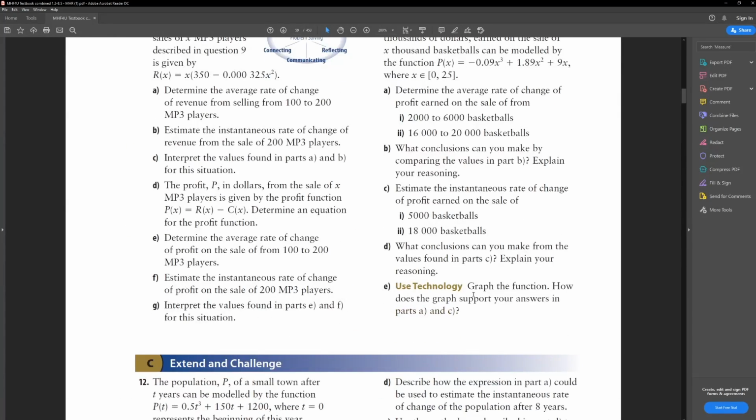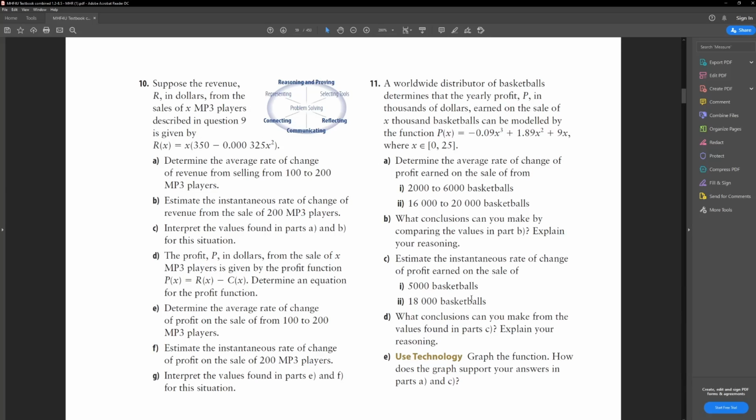Lastly, we have question 11. A worldwide distributor of basketballs determined that the yearly profit P in thousands of dollars earned on the sale of X thousands of basketballs can be modeled by the following function, where X is between 0 and 25. Determine the average rate of change. So what you need to remember is that the X is in thousands of basketballs, and here we have 2,000 and 6,000, so do not substitute 2,000 and 6,000, substitute in 2 and 6.